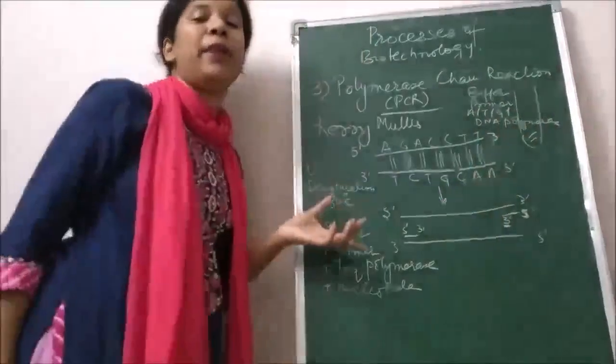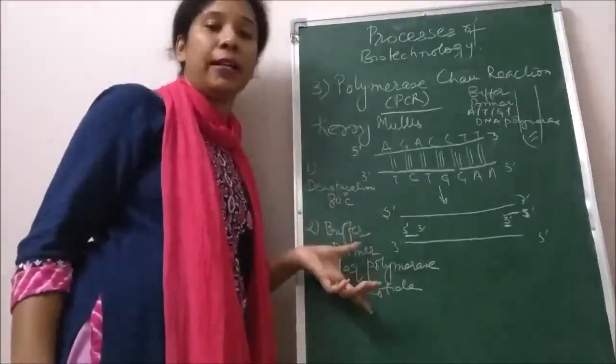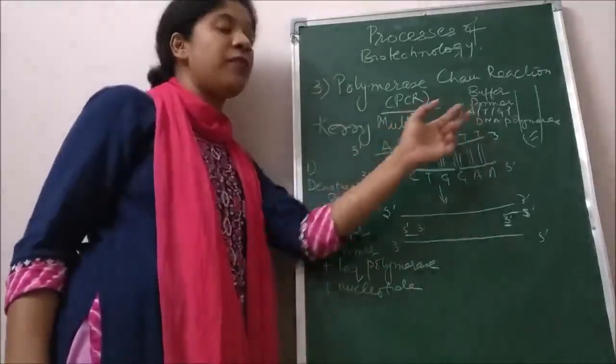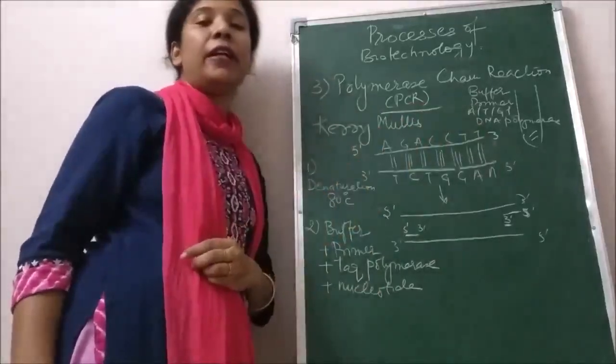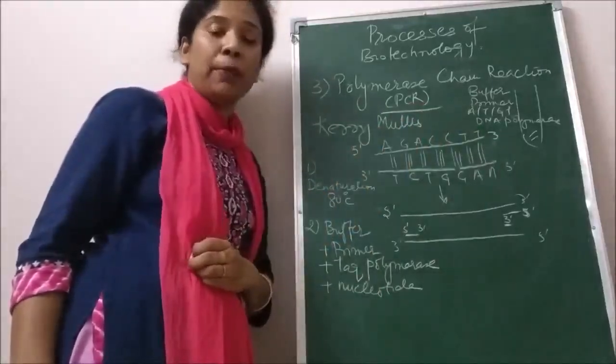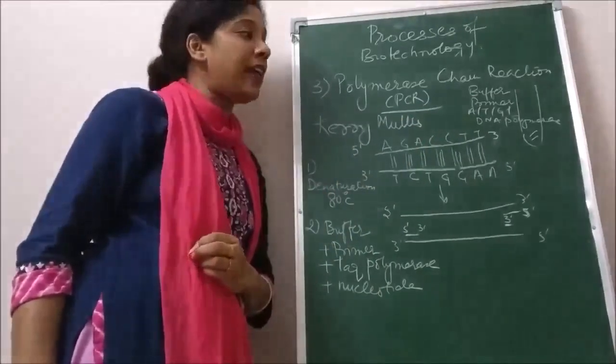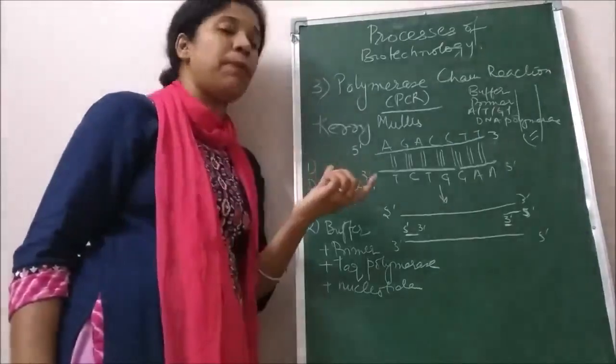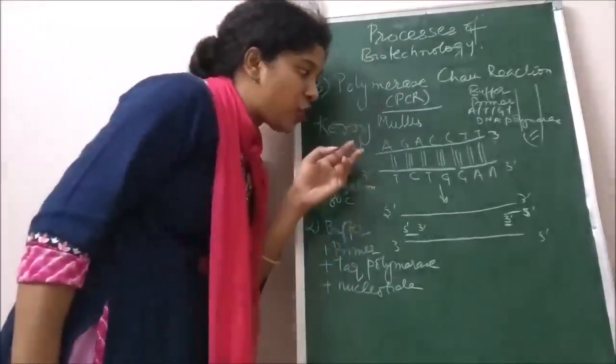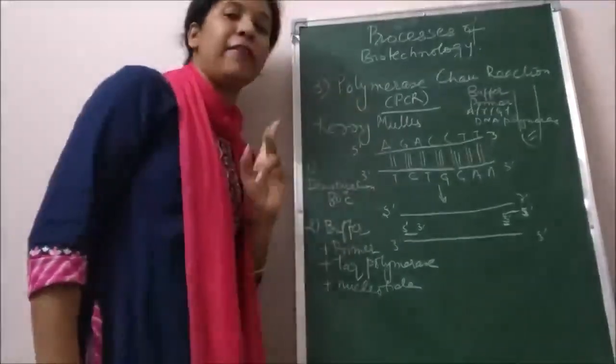Because very high temperature will be used in the whole PCR reaction and DNA polymerase will degrade, therefore we take a DNA polymerase from a thermophilic microorganism which is called Thermus aquaticus, and that is called Taq polymerase for the PCR reaction. Now initially, PCR has three steps.